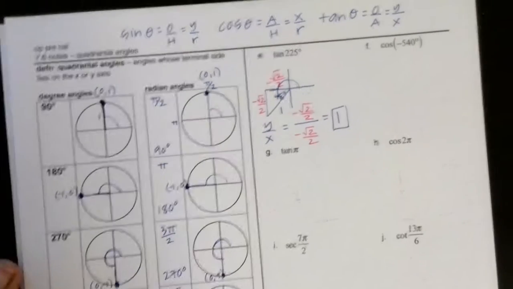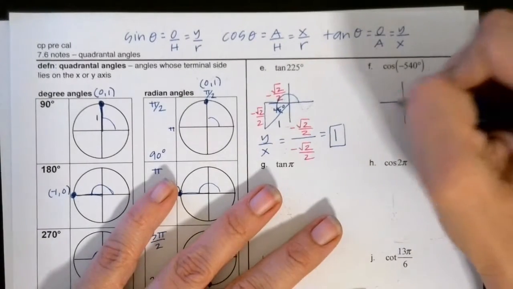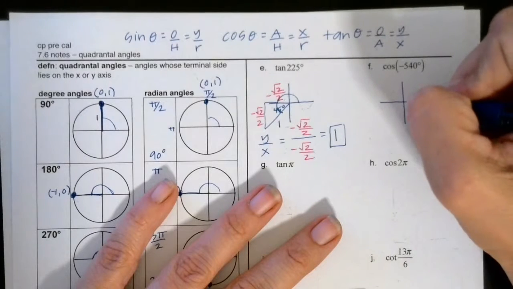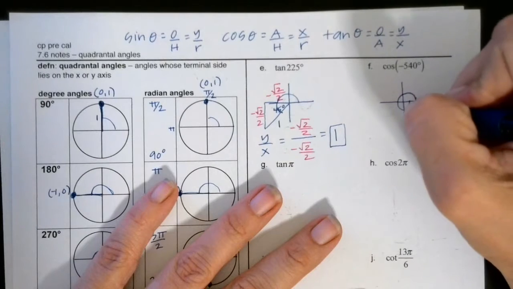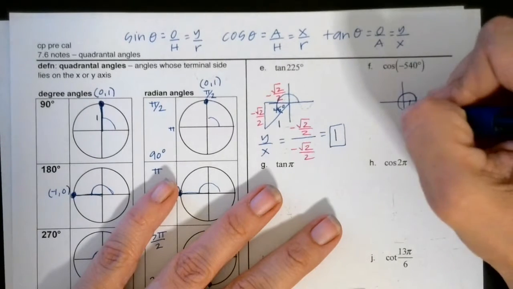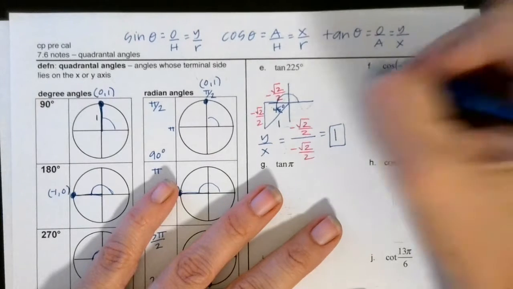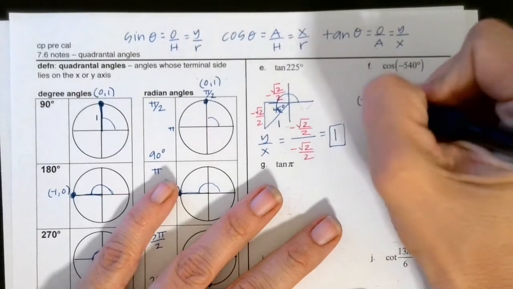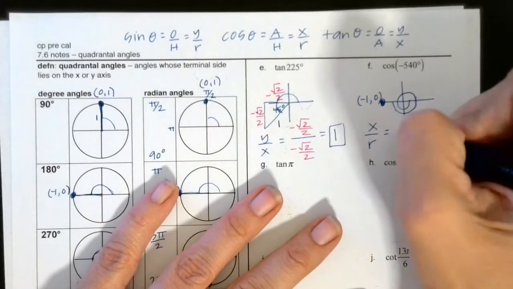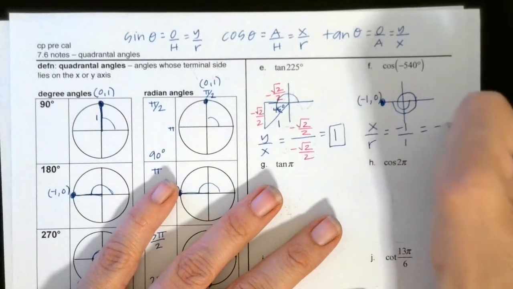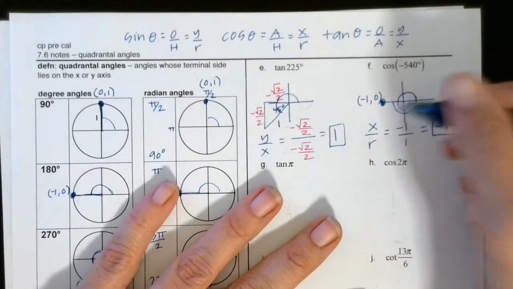Okay, cosine of -540. I'm not sure if this is going to be a quadrantal or not, so I go -360, -450, and then the next one is -540. So it is a quadrantal, and that point is -1, 0. Cosine is x over r, so it's going to be -1 over 1 because the radius is always 1. You don't even see it in the point, but the radius has a distance of 1 no matter what.